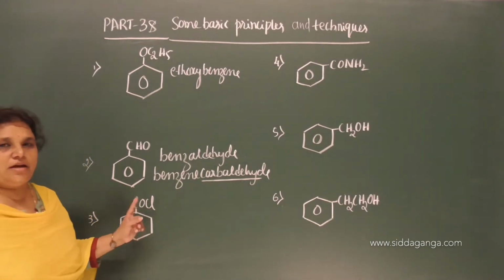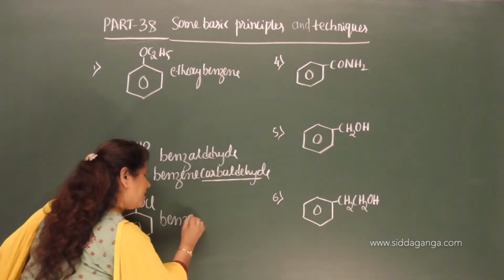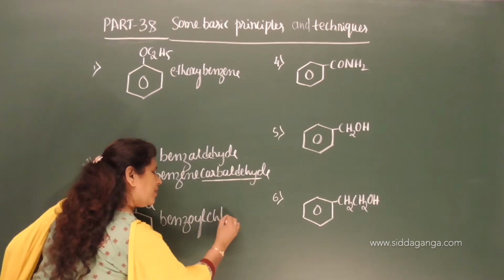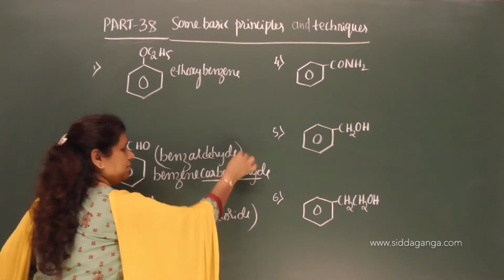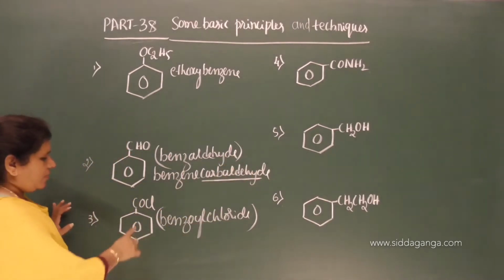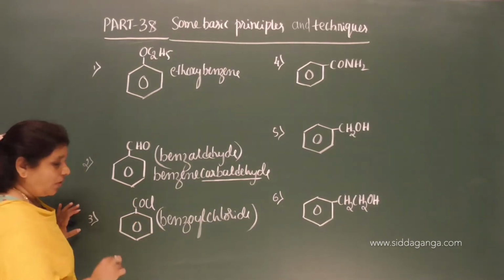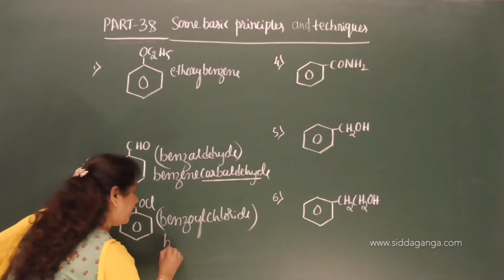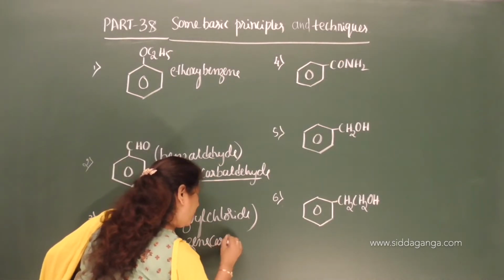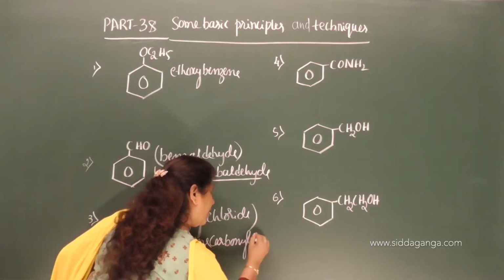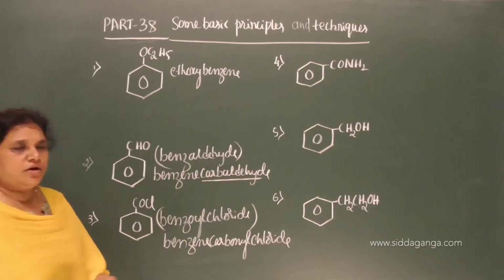Similarly, a COCl acid chloride group is there, therefore the common name is benzoyl chloride. I will write the common name in the bracket. So this is benzoyl chloride. The C6H5CO group is the benzoyl group, benzoyl chloride, and the IUPAC name is benzene carbonyl chloride.